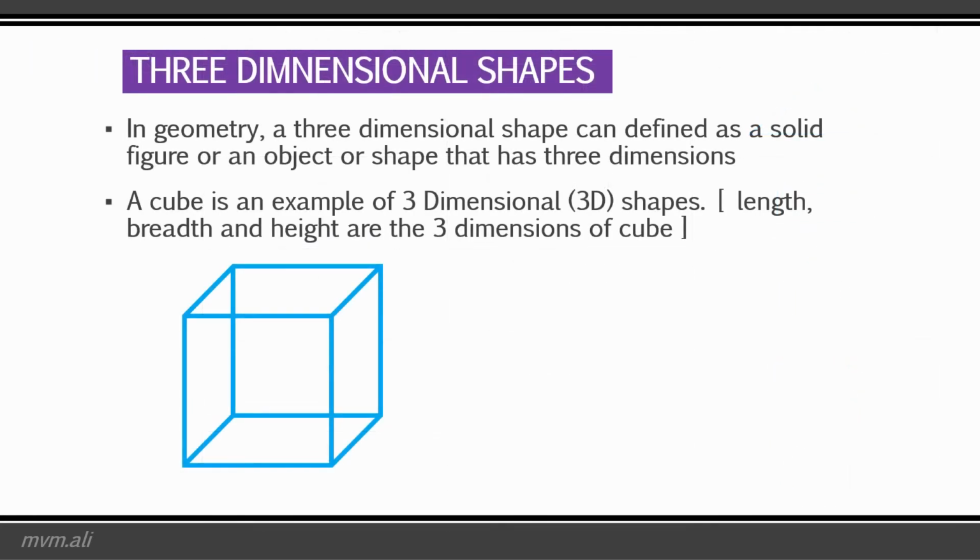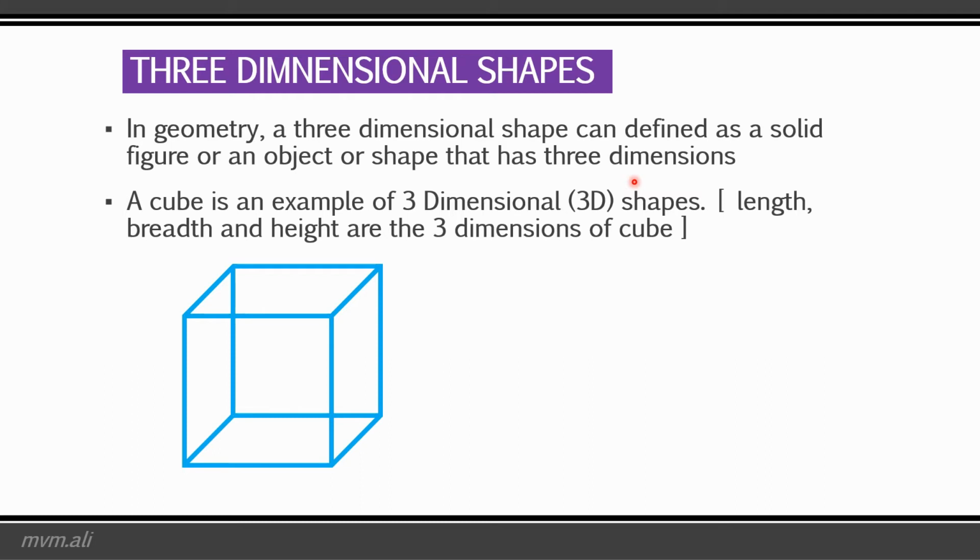So the last topic of the chapter is three-dimensional shape. Till now we discussed two-dimensional shapes, that means plane figures. Now we are going to discuss solid figures. In geometry, a three-dimensional shape can be defined as a solid figure, an object or a shape that has 3 dimensions. For example, in case of a rectangle, we have 2 dimensions, length and breadth. So that's why it is called a two-dimensional figure, and it is a plane figure. While a three-dimensional figure or shape has 3 dimensions.